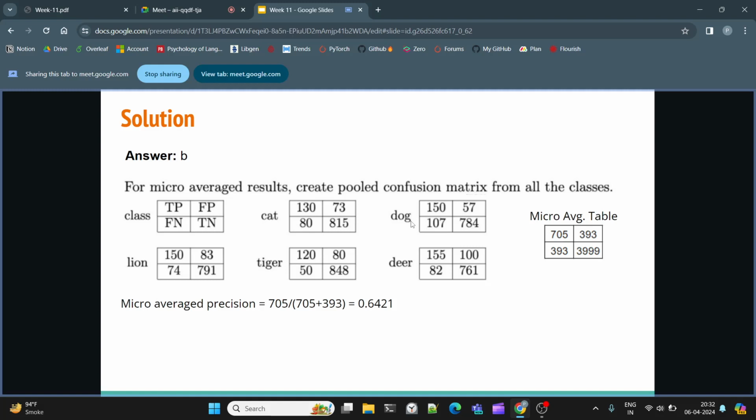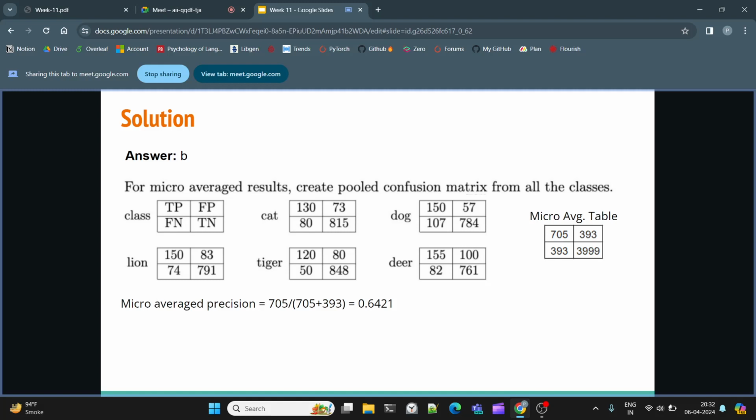Whereas for the macro average precision, the average will be somewhere in between the lowest and the highest, so that would give you a much more accurate measure. It would be low in case one of the classes is being predicted poorly. So simply we will take the average of the lowest and highest value.